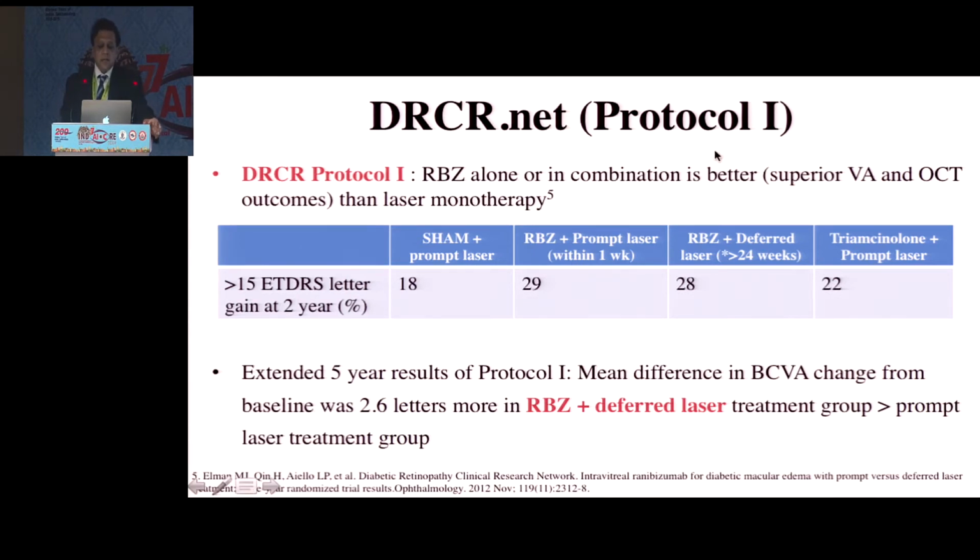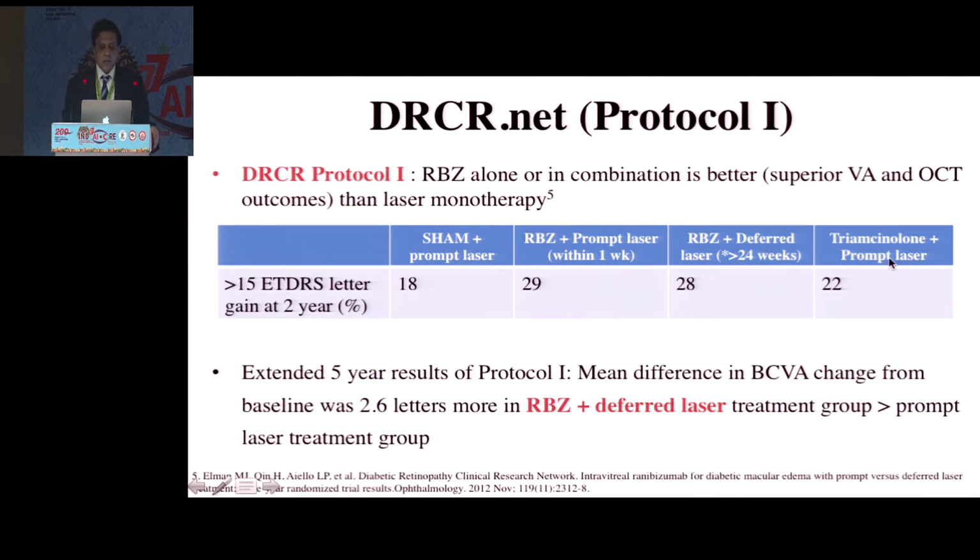So this is the second slide which will point towards what you should give. This second slide is Protocol I. Drcr.net is the Diabetic Retinopathy Clinical Research Network of about 50 hospitals all within the US. They have a network of patients, they get together, and then they see the outcomes. The outcomes were greater than 15 letters at 2 years. Sham plus laser, or just laser, had an 18 letter visual gain, and ranibizumab with prompt laser within 1 week, that is combination therapy, 29, and 28 for a deferred laser.